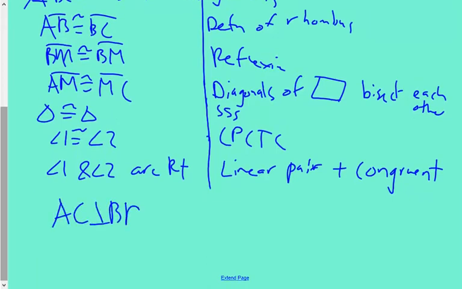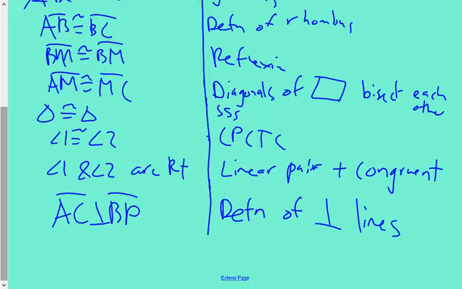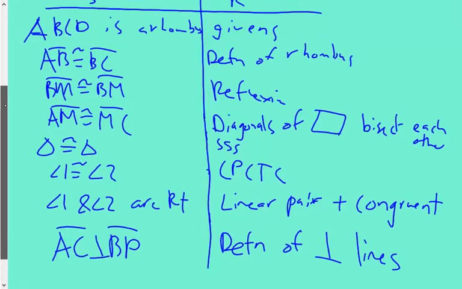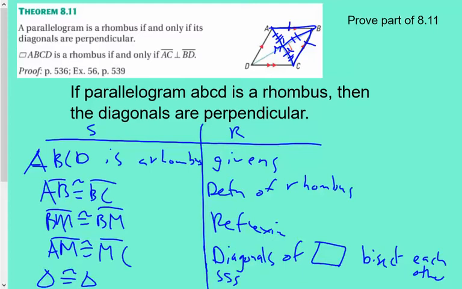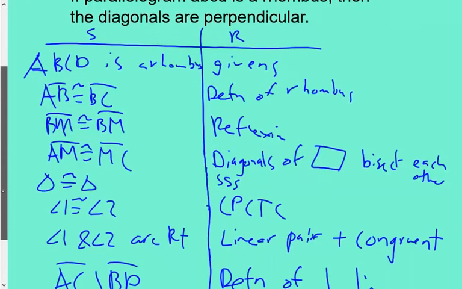So what you'll notice with these proofs is that showing angles are right is often annoying because you have to show that they're a linear pair of congruent angles. It's not impossible, but it takes quite a few steps here.